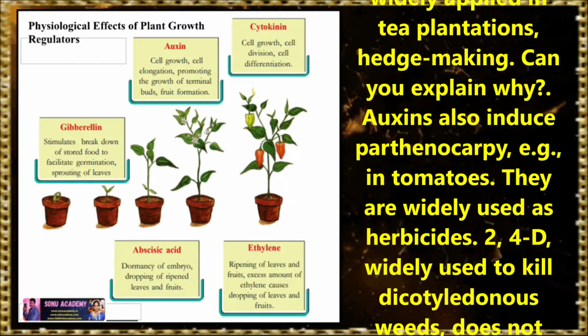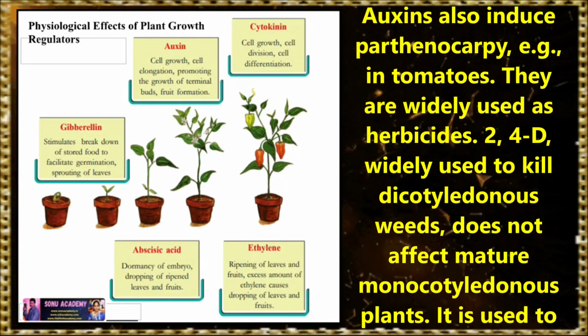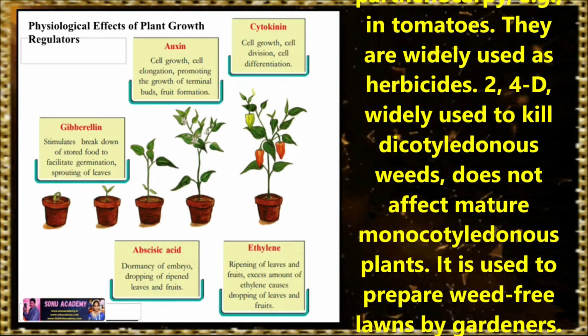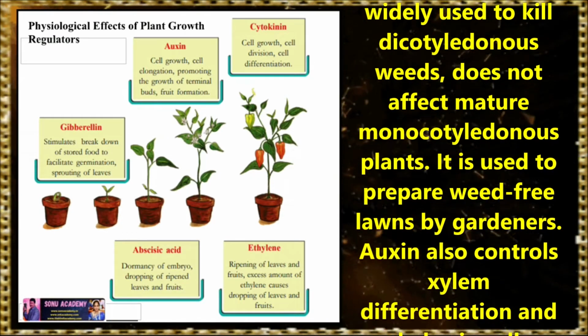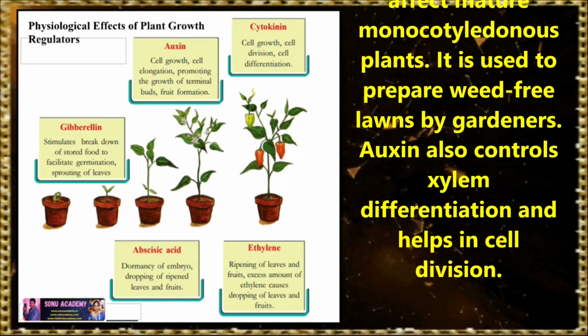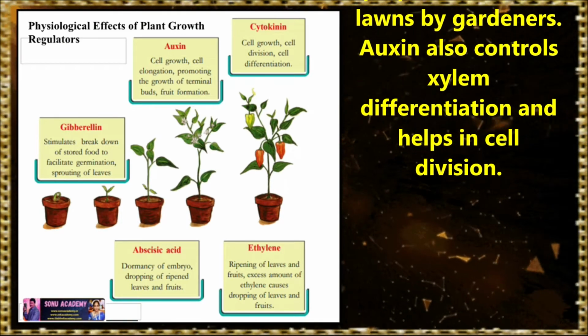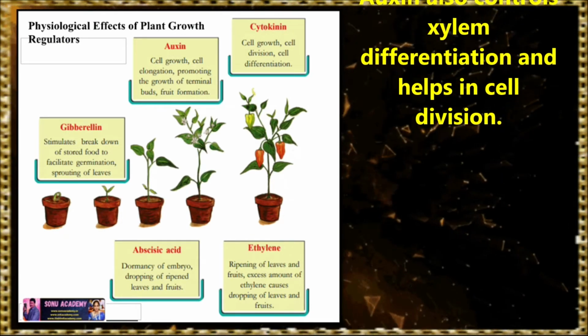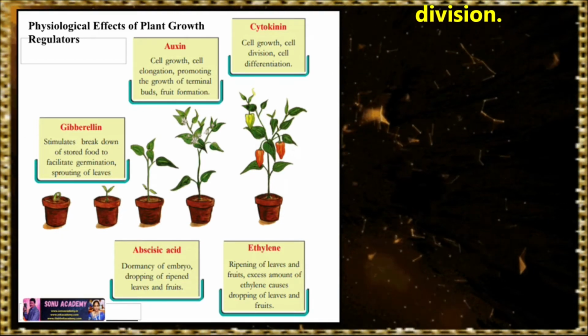Can you explain why auxins also induce parthenocarpy, that is in tomatoes? They are widely used as herbicides. 2,4-D is widely used to kill dicotyledonous weeds, and does not affect mature monocotyledonous plants. It is used to prepare weed-free lawns in gardens. Auxin also controls xylem differentiation and helps in cell division.